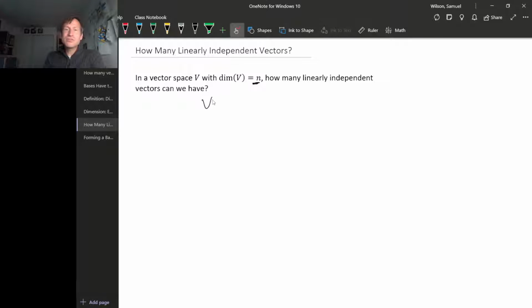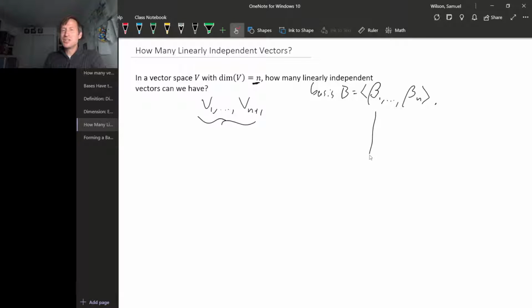Well, let's suppose that we have a collection of vectors, say, of size n plus 1, and let's take a basis, let's say beta 1 through beta n. Since it's a basis in a space of dimension n, we know there has to be exactly n vectors. Okay, well, so our question is, could these possibly be linearly independent?